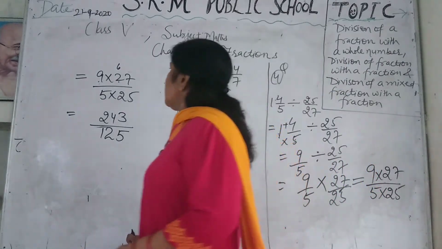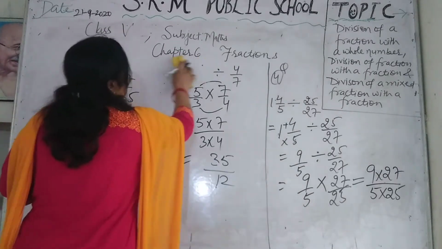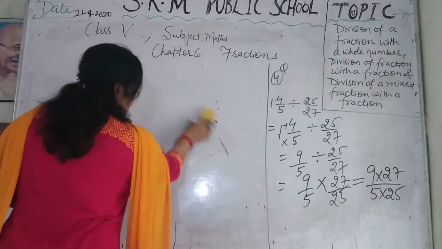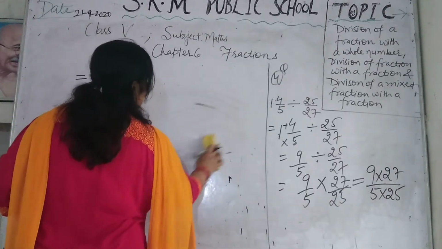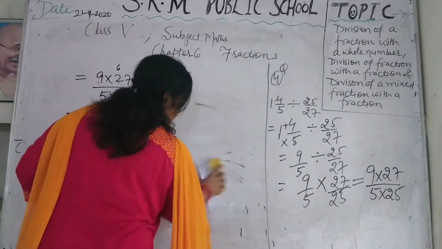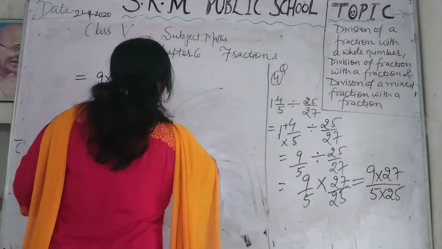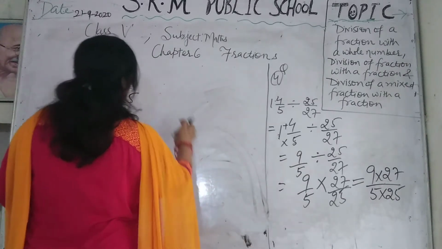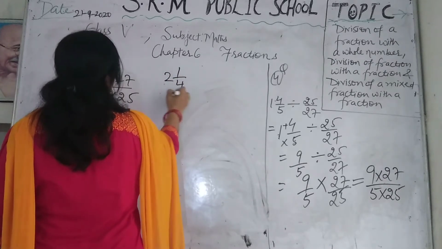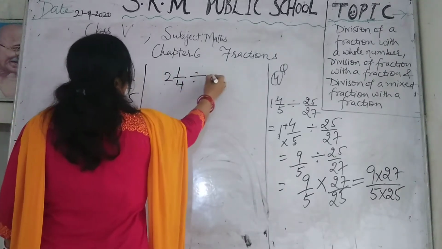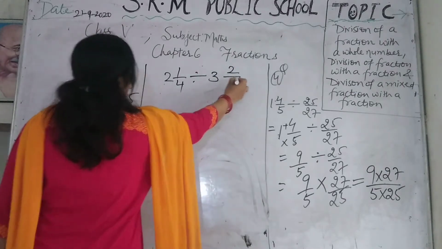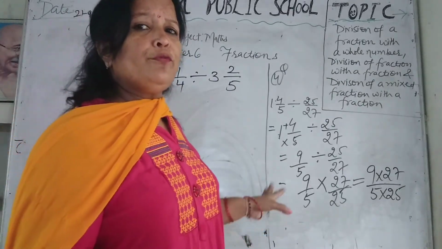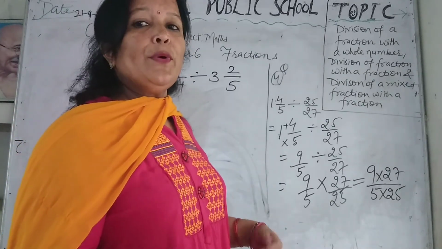Let's take one example here of a mixed fraction. Division of a mixed fraction with a mixed fraction. Now let's take the example of 2 whole 1 upon 4 divided by 3 whole 2 upon 5. Now both are mixed fractions. Convert both of the mixed fractions into improper fractions.